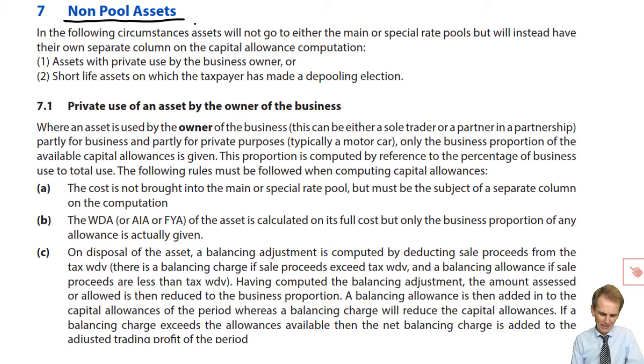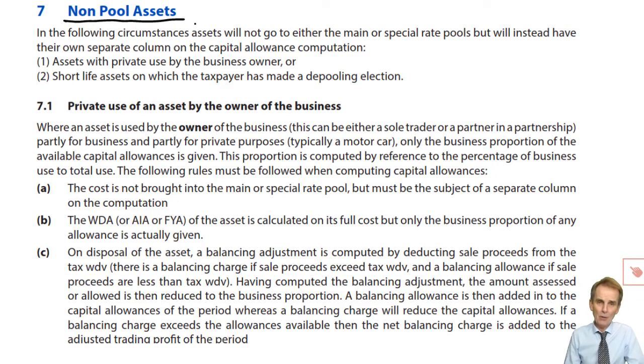What we're now going to see is non-pool assets. Assets that will be kept separate on the capital allowance computation. Each such one will have its own column. Now again, that's going to mean you've got a fairly congested capital allowance computation, maybe in real life. So there's only going to be probably one example of this in any exam question. Now what are these non-pool assets?